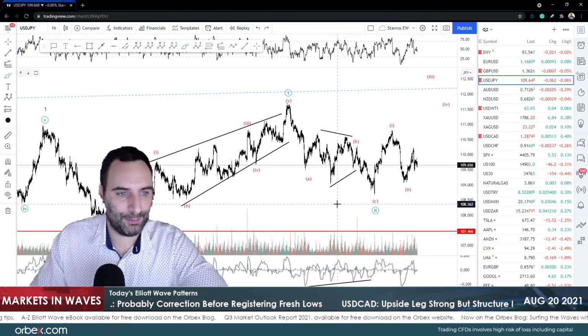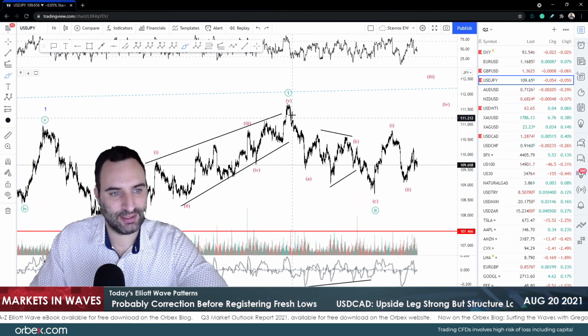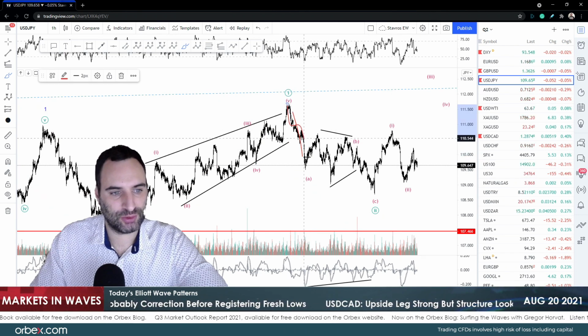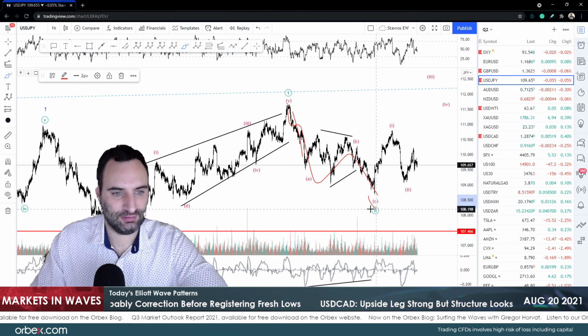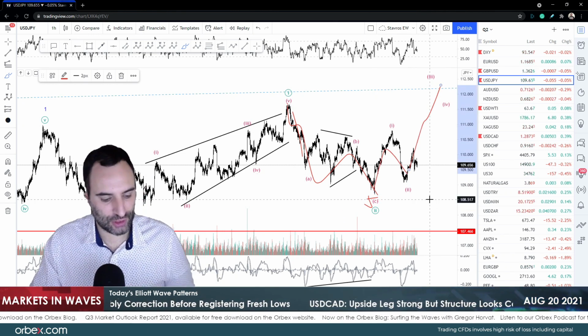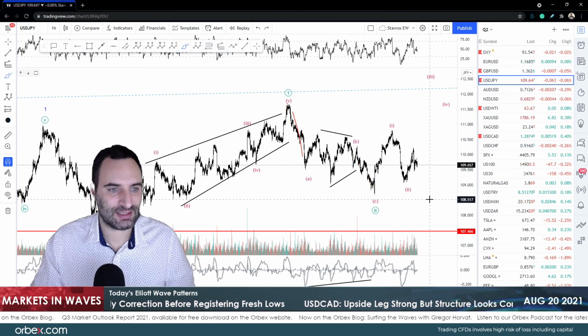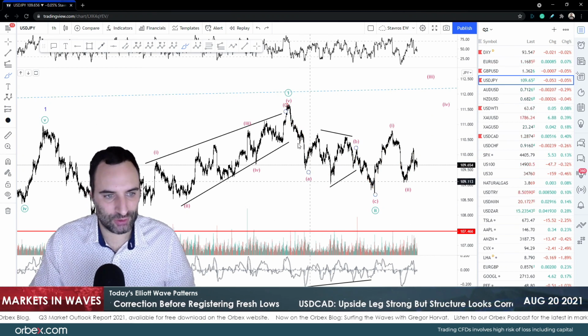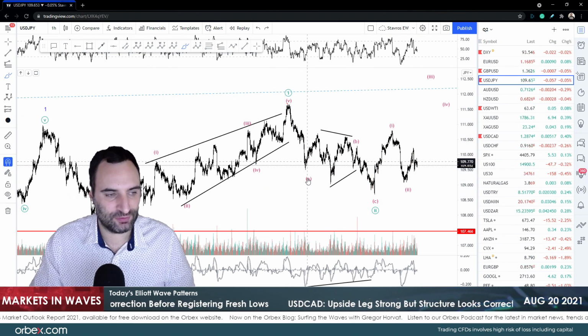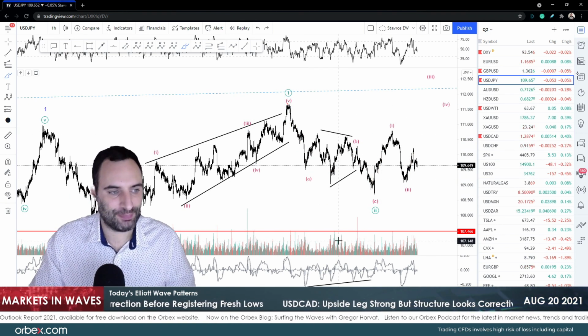So unless we had something like 1, 2, 3, 4, and 5, and that would finish here as a running flat, and this is 1, 2, and then we're going to multi-structure up to the upside. But it's not really looking like a 5 move down here, guys. All of this, okay? It doesn't seem to fit the flat criteria.